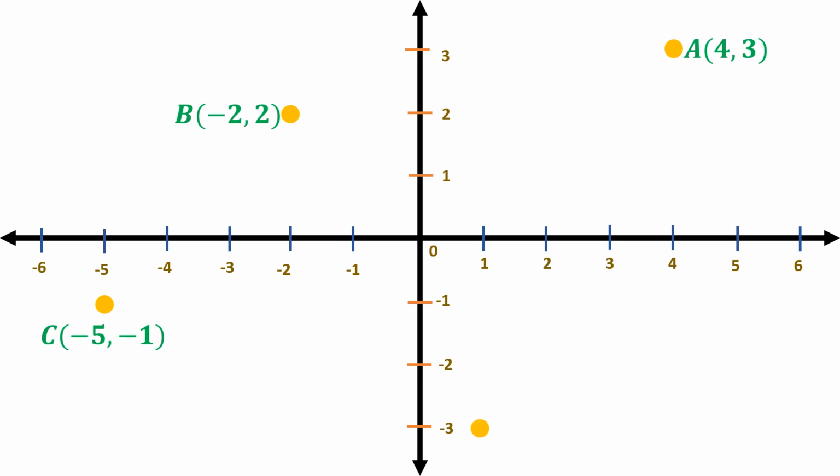Let's have another one. We have this point, known as D, (1, -3). From the origin, horizontally, the distance is 1, and then going down, it's -3. So we have D as (1, -3).